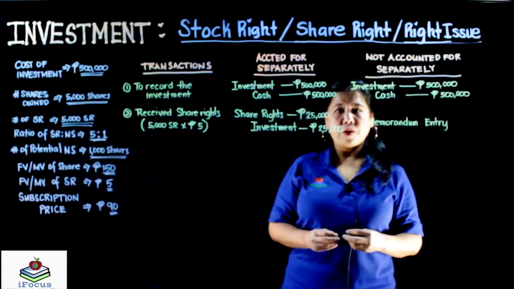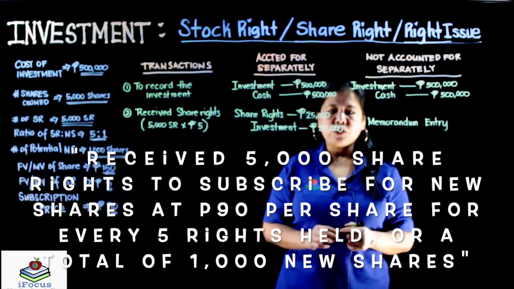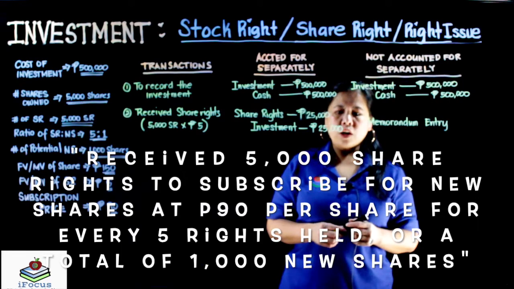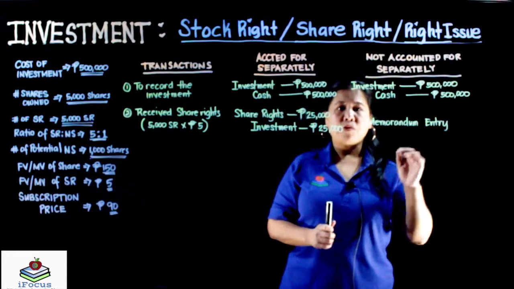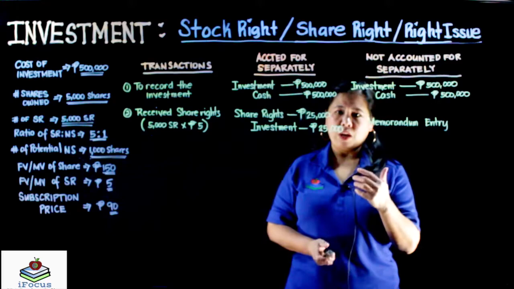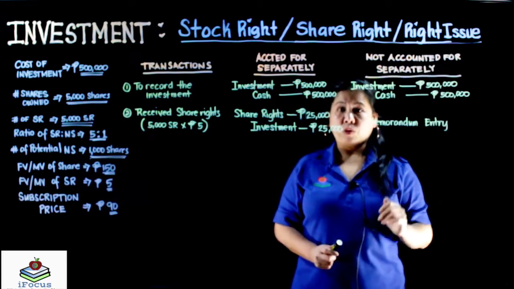Our example of our memorandum entry is: receive 5,000 share rights to subscribe for new shares at 90 pesos per share for every 5 rights held, or a total of 1,000 new shares. Yan ang example ng ating memorandum entry na gagawin ni investor kapag ang kanyang way of accounting this share rights ay not accounted for separately.